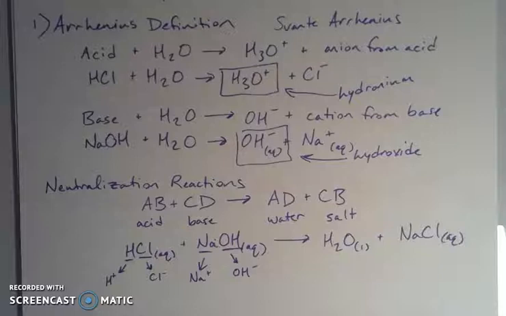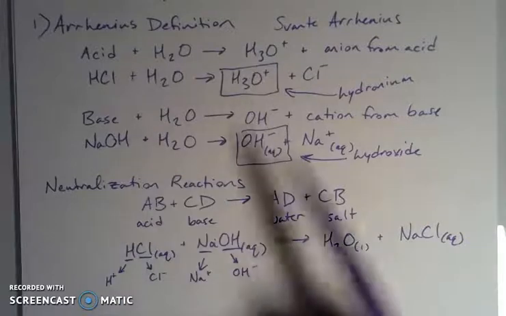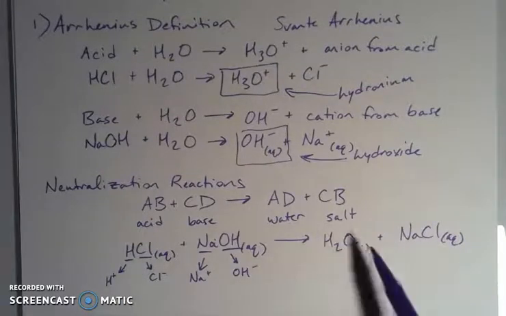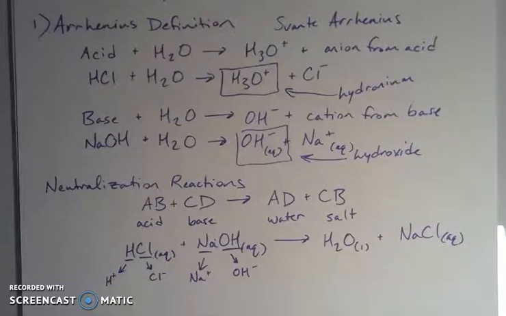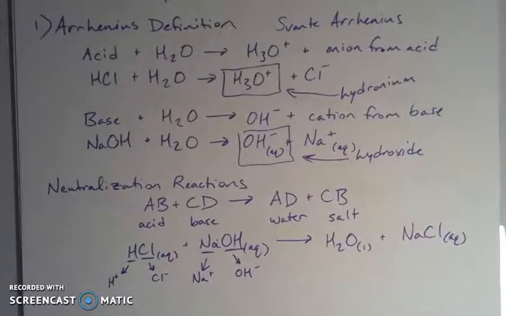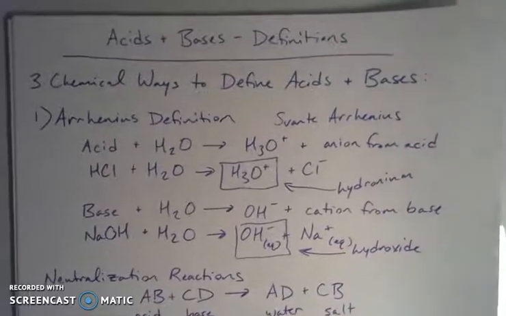If we were doing a net ionic equation, then we would just show that hydrogen and the hydroxide form the water, and that's really the take-home message of neutralization reactions. So that's the defining feature of our Arrhenius definition: it gives us a way to explain neutralization reactions, to explain how the pH can change as we react acids and bases. Okay, so that's definition one.